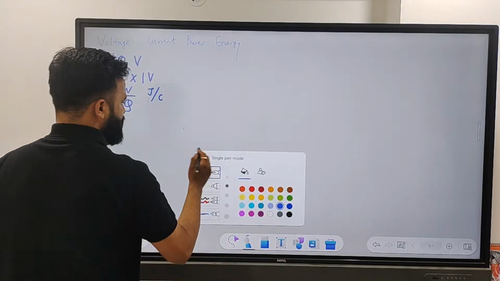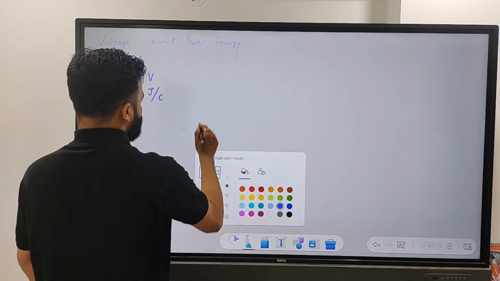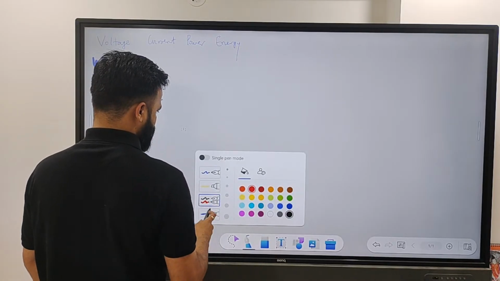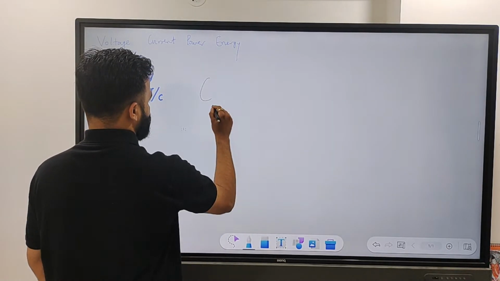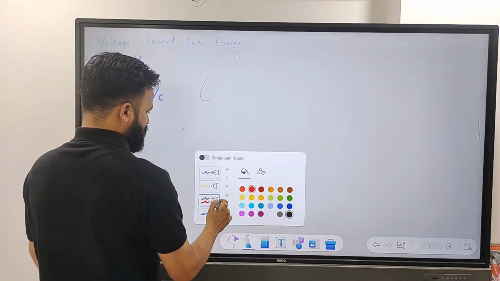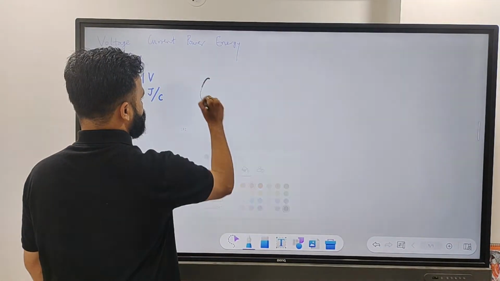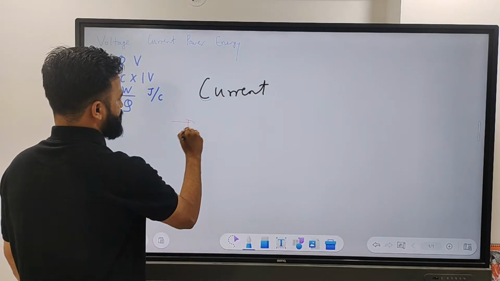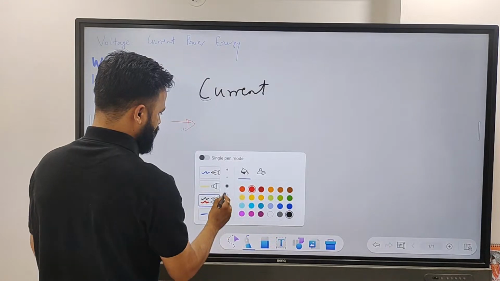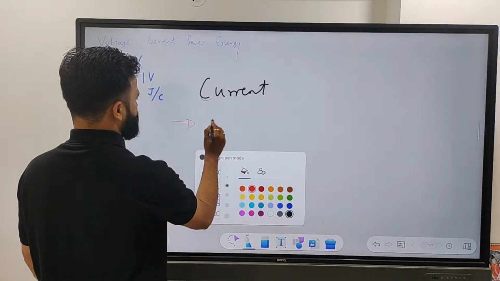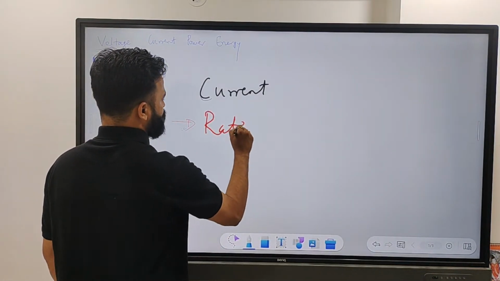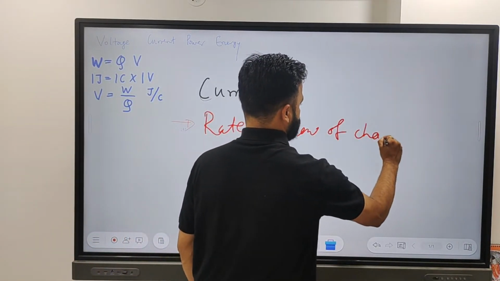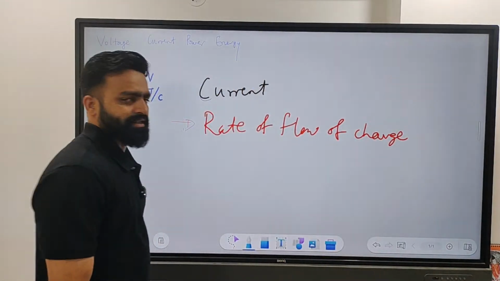So what is current? In simple language we define current. I have to make it a little thicker, I'm using this after a long time. So how do we define current? Current is nothing but the rate of flow of charge. Current is the rate of flow of charge.